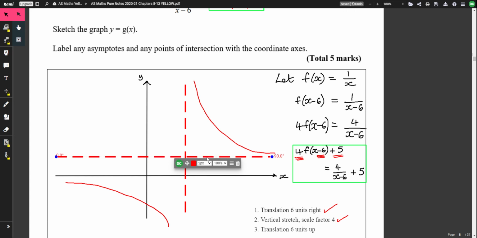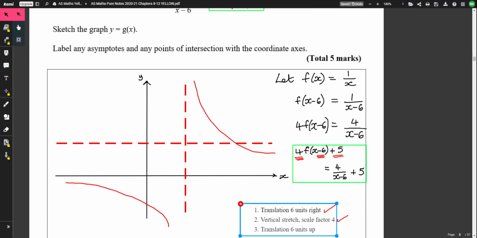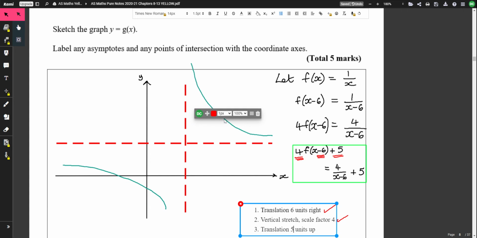But the horizontal one, I've just realized I wrote 6 units up. It should have been 5 units up. Corrected that now. So 5 units up, and then the whole graph. So not just the horizontal asymptote, but the whole graph.